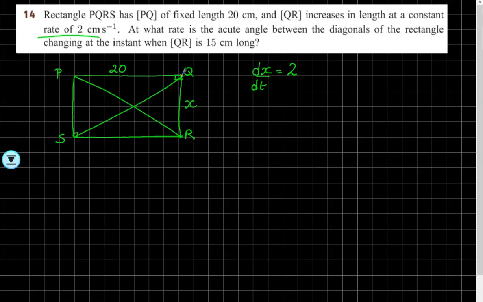So at what rate is the acute angle between the diagonals? Which one is the acute angle? Clearly the smaller one, right? This one or this one. Not a great diagram, but anyway. Theta, correct? So at what rate? We want to find d theta by dt when QR, which I should put here as X, equals 15.